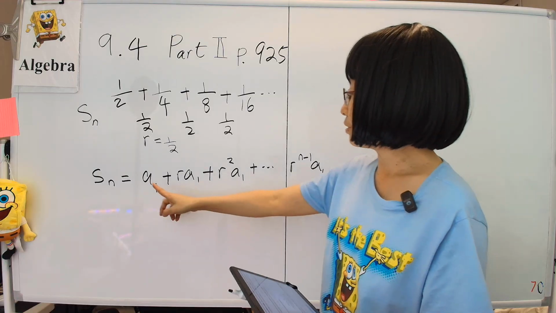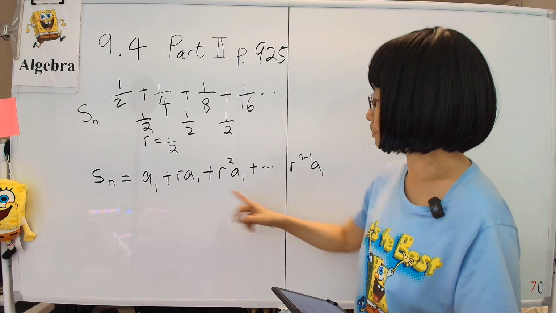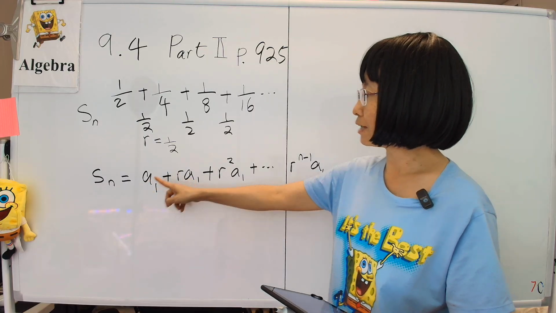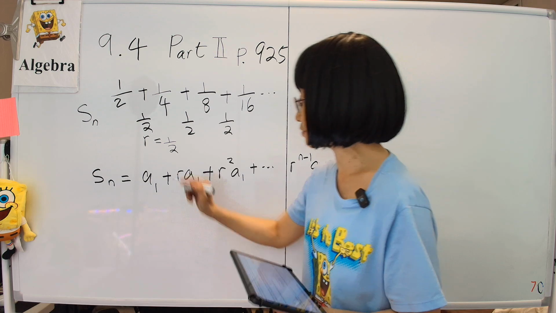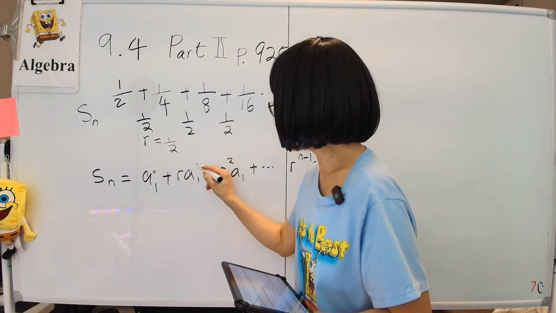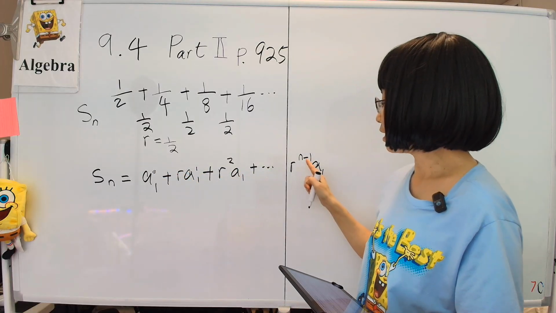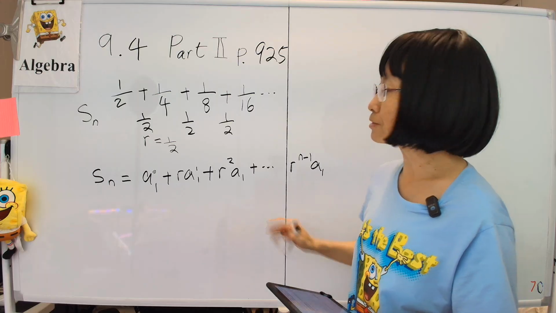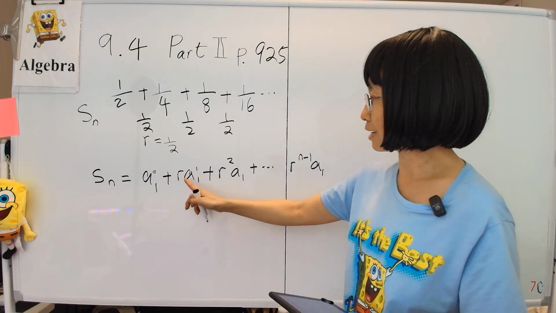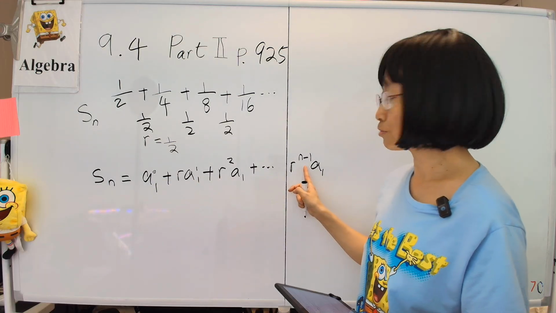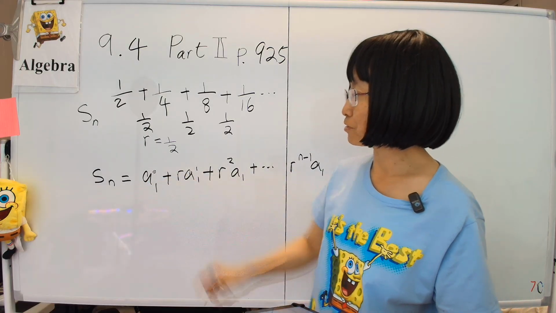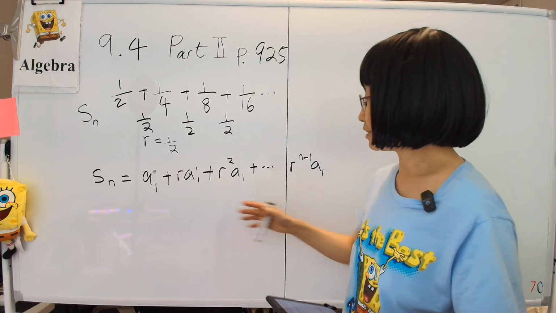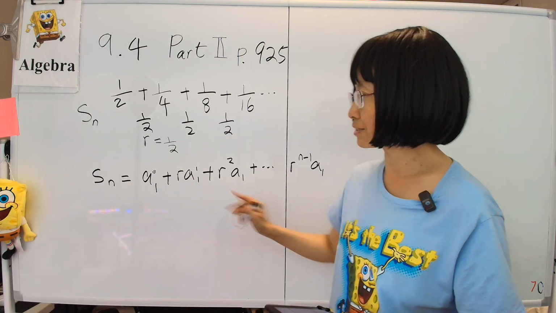So there's a total of n terms. If you go all the way to R to the n minus 1, then you have a total of n terms when you count that way. Because from R to the 1 up to n minus 1, there are n minus 1 terms, and then there's one more, the first term A1, that gives you a total of n terms. Anyway, this is the nth partial sum of all this stuff added together.